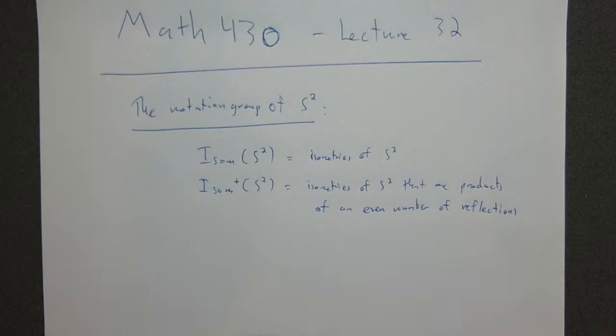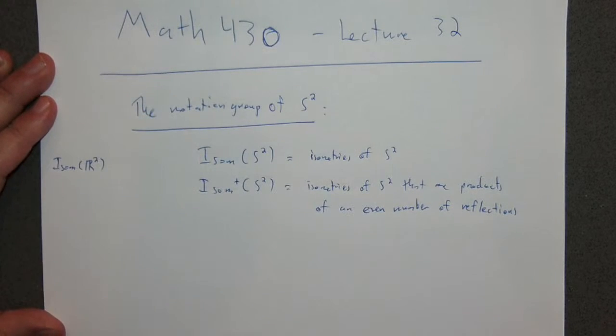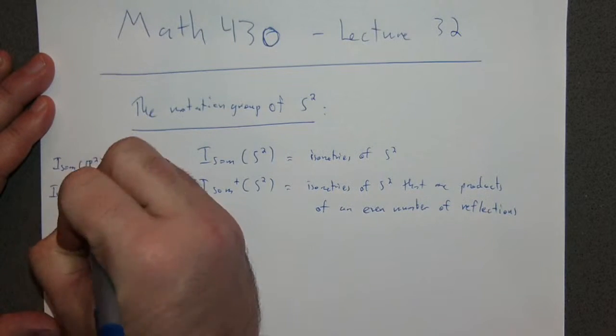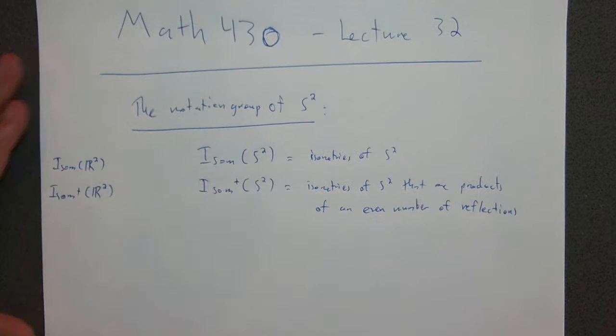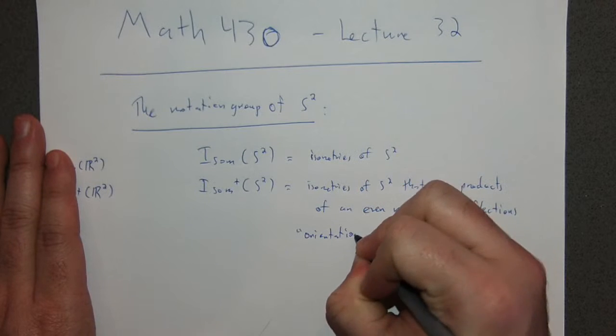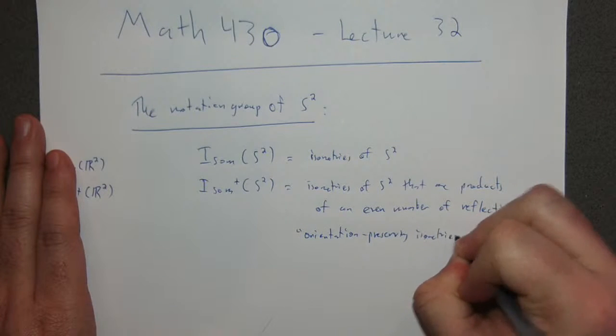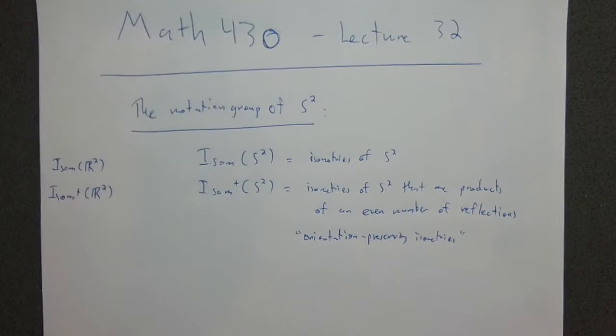And so this analogy is exactly the same thing that we did when we talked about the isometries of R2 and the orientation preserving isometries of R2. The way that we defined isom plus here was that it was the isometries that were products of an even number of reflections. Okay, and so these are the orientation preserving isometries of S2.